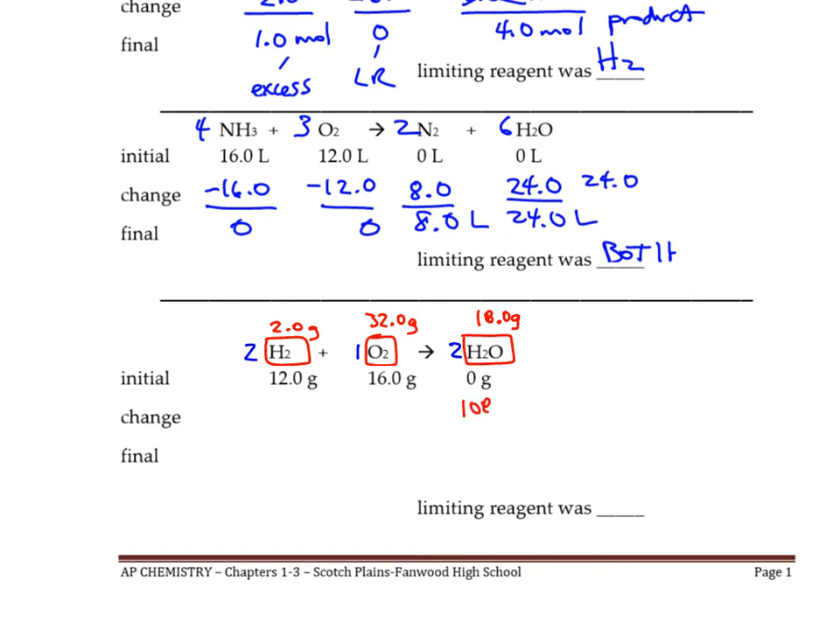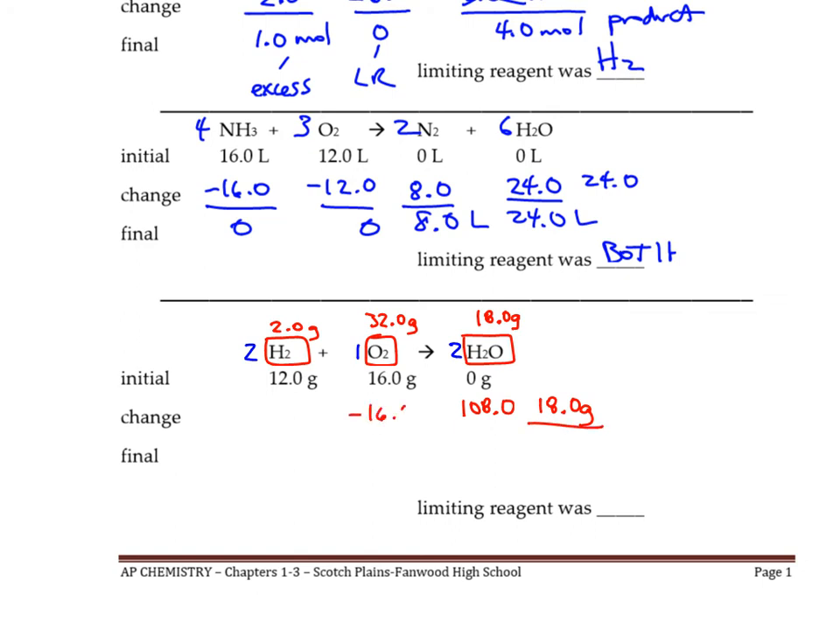Now I'm going to bridge from this 16. So 16 divided by 1 divided by 32 times 18 times 2 gives me an answer of 18. So I can only make 18 grams of water if I run out of the 16 grams of oxygen. So this 108 is wrong.